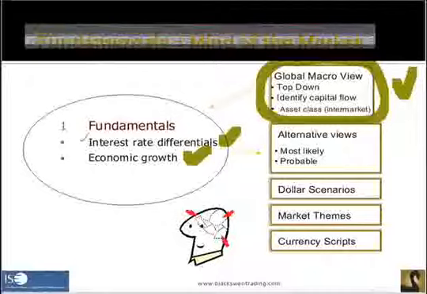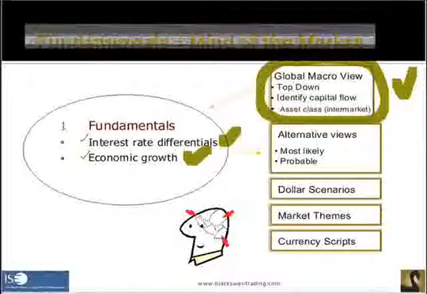And lately, a lot of this stuff has been highly correlated. But over the years, the things that have really held the test of time in terms of currency analysis are these two things. And you always want to keep these in mind as you're doing your fundamentals. What are the interest rate differentials between the major currencies? What's the economic growth differentials between those competing currencies?